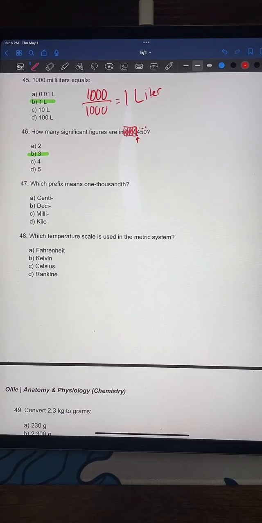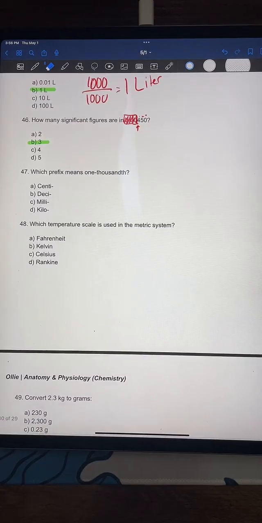Does that make sense? Something from an actual chem final. Okay, that makes sense. Perfect. Alrighty, guys. All right, let's move on.